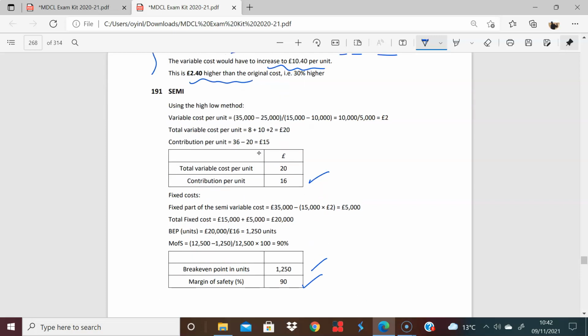Contribution, and then everything we've done, and we've worked everything out. So excellent. That's the end of break even.